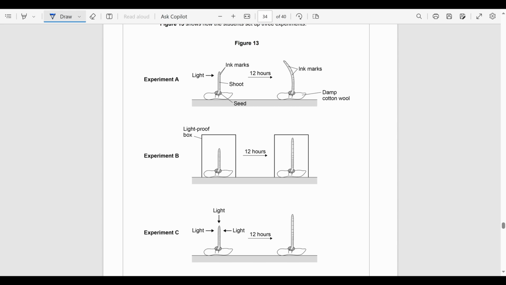So let's look at the results though after 12 hours for each of the experiments before we look at the next question. So in experiment A, the shoot has bent towards the light. So this is our example of phototropism, because it's the response of the plant due to light. In the box, we're seeing there's growth, but there's no bending towards any light. It's just grown in a uniform direction upwards. And then the same thing has happened in experiment C. But in this case, it's due to the light coming from all directions. So no light here. Light one side.